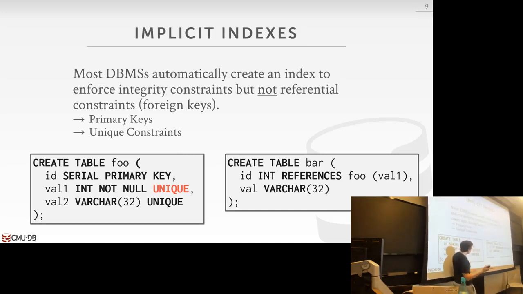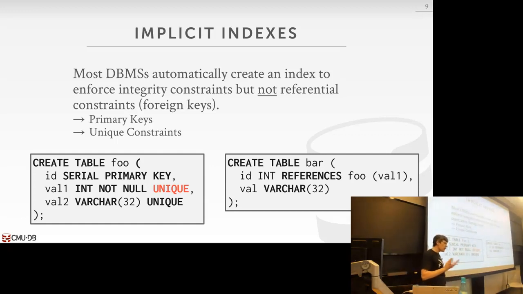Basically, the way foreign keys work is that every single time I insert a new tuple into bar, I have to have this ID. So to make sure that it matches a tuple in this table, I do a lookup in that index and see whether there is a parent referential match.